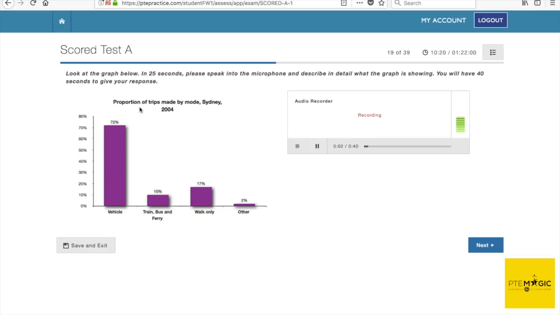The bar chart below shows proportion of trips made by mode in Sydney in 2004 based on 4 different ways. As can be seen from the graph, vehicle contribute the maximum, which can be seen as 72%, and on the other hand, others contribute the minimum with only 2%. Other methods of transportation include walk only with 17%, as well as train, bus and ferry with only 10%. In conclusion, it can be seen that the majority of people in Sydney prefer to travel by vehicle, whereas only few travel by other ways, maybe by other transportation that they have.